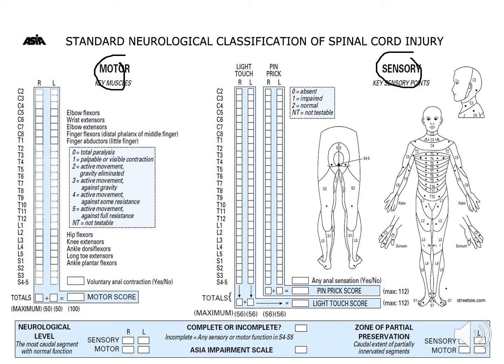So here we would put the neurological level on both sides, whether it's a complete or incomplete injury, what classification on the Asia impairment scale from the slide that we just went over from A through E, and then if there are any zones of partial preservation as well, and on which side.